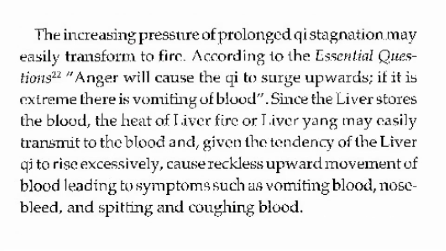The increasing pressure of prolonged qi stagnation easily transforms to fire. According to the Su Wen, anger will cause the qi to surge upward. If it is extreme, there is vomiting of blood. Since the liver stores the blood, the heat of liver fire or liver yang may easily transmit to the blood, and given the tendency of the liver qi to rise excessively, cause reckless upward movement of blood, leading to symptoms such as vomiting blood, nosebleed, and spitting and coughing blood.